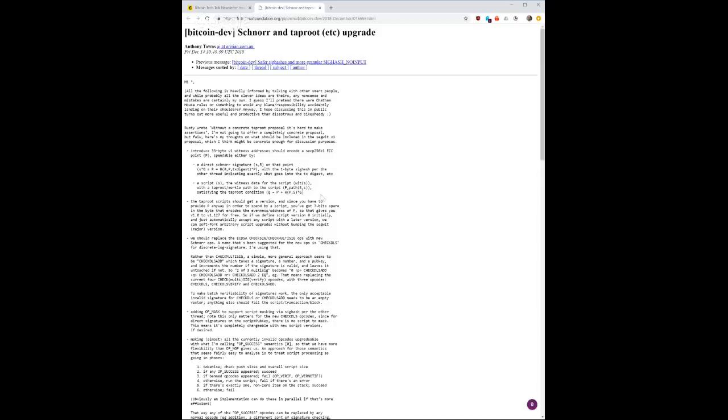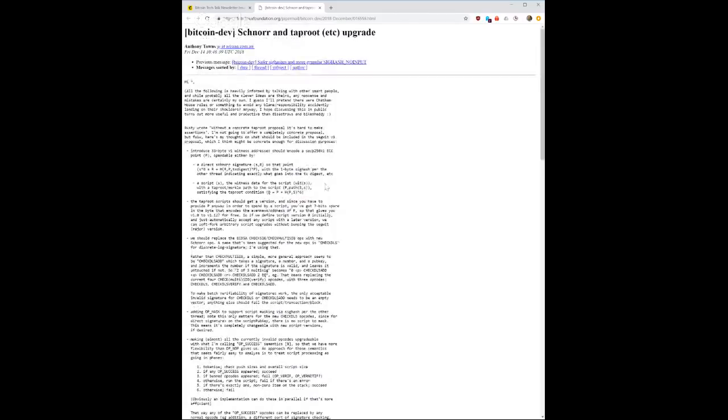Schnorr, Taproot, etc. upgrade. This is written by Anthony Towns. AJ is based out of Australia. Got to meet him actually about a week ago. Really nice guy. There's a Segwit version 1 proposal that encompasses a whole ton of things.